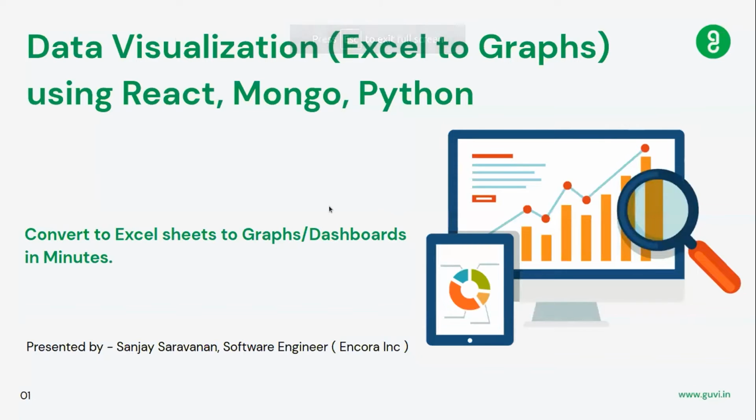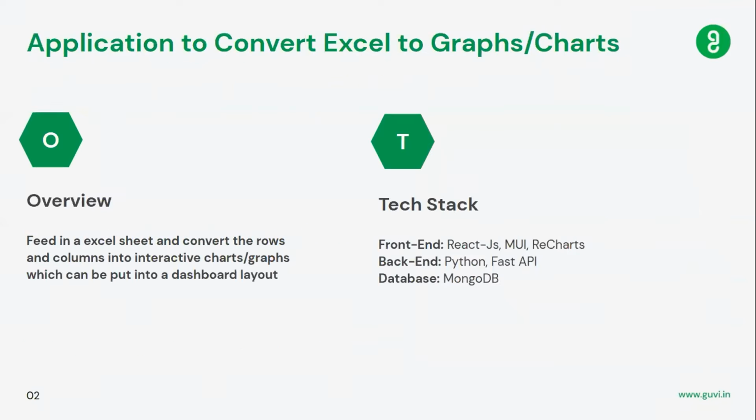Visualization allows us to create a dashboard. This is the application overview of what we're going to see: Excel to graphs, using React, Mongo, and Python. The overview is feeding an Excel into the application and telling the application the information about the charts and graphs, and then it generates a graph and gives us the view of the data that we desire.